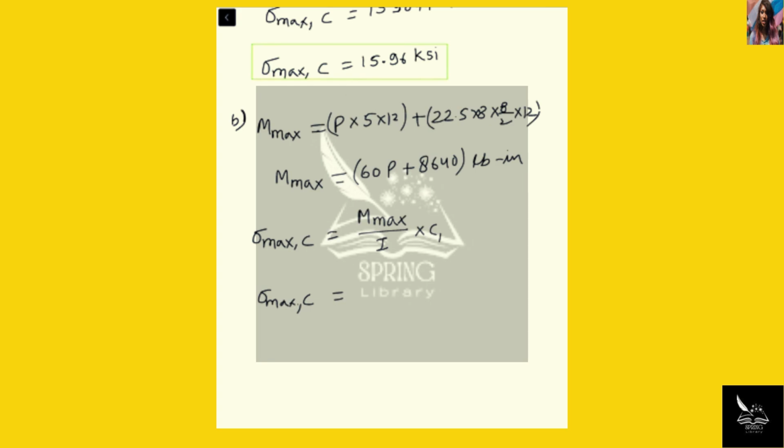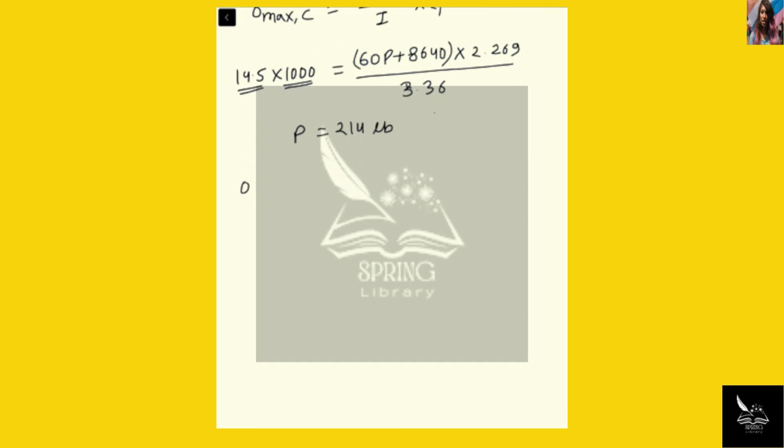Okay, so now the maximum compressive stress, sigma maximum compressive, will be equal to Mmax divided by I multiplied by C1. So substituting the values, we get sigma max compressive equals, Mmax is 60P plus 8640 multiplied by C1, which is 2.269, divided by I, which is 3.36, and this value of sigma maximum compressive is equal to 14.5 ksi, so multiplying by 1000 to get it in psi. So from here after solving we get P equals 214 lb.